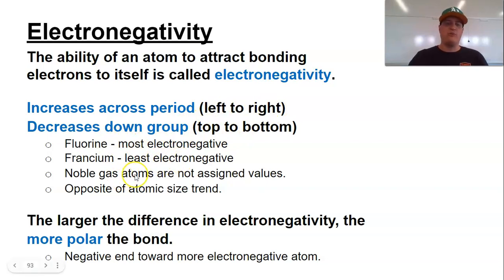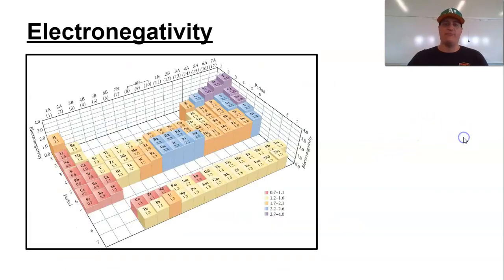We don't talk about noble gas atoms. They do bond, but not in this general sense. They do some other more tricky stuff that we won't really get too deep into. This is the opposite of the atomic size trend. The smaller you are, generally the more highly electronegative you are. When we have a difference in electronegativity between the two, you're going to have more polar bonds. The negative end is going to be more towards the electronegative atom. We'll get to that later when we talk about bonding.